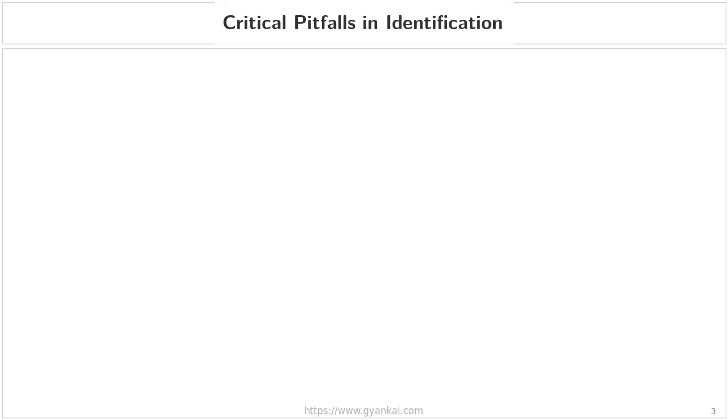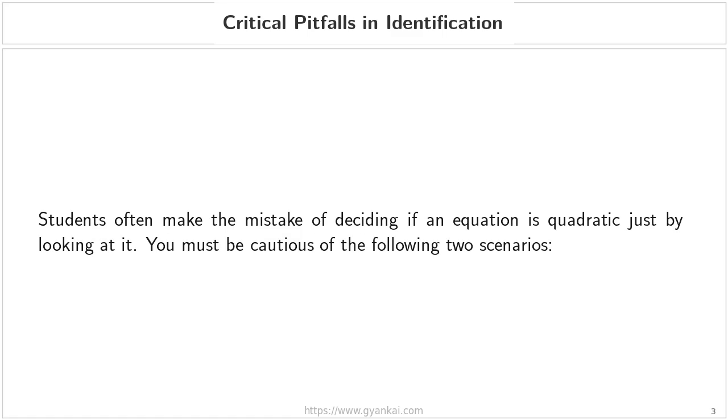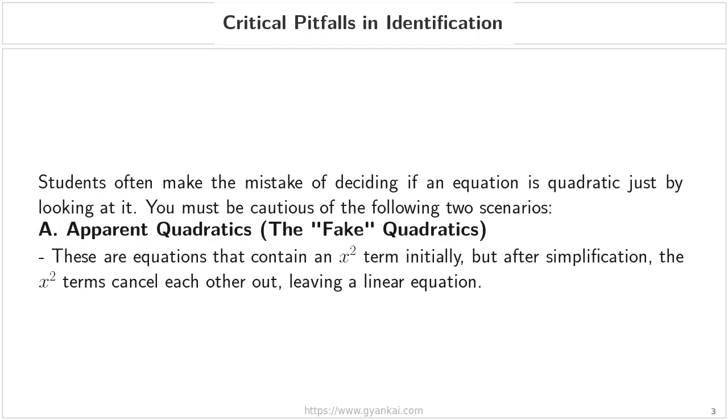Critical pitfalls in identification. Now that we have established the systematic 4-step process for verification, I want to warn you about a very common pitfall. As I mentioned in the previous slide, you cannot simply look at an equation and make a snap judgment. Students often make the mistake of deciding if an equation is quadratic just by glancing at it, but you must be cautious of certain scenarios. Let's look at our first major trap, apparent quadratics, which I like to call fake quadratics.